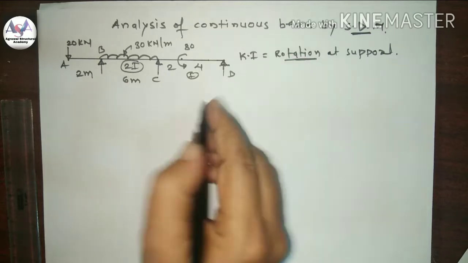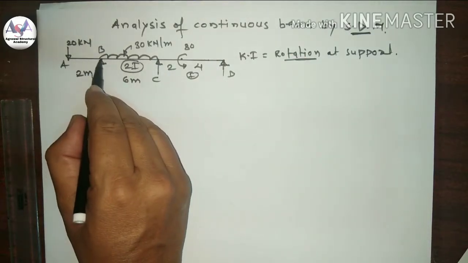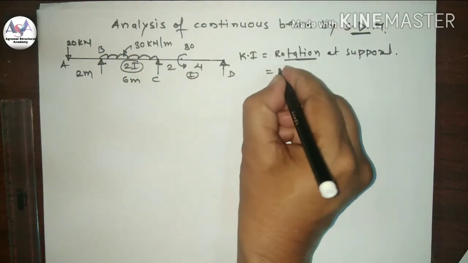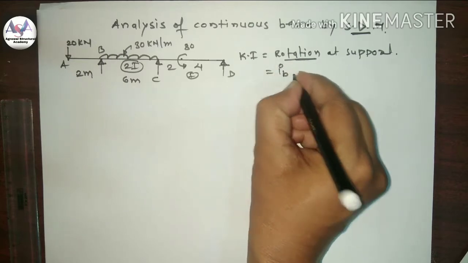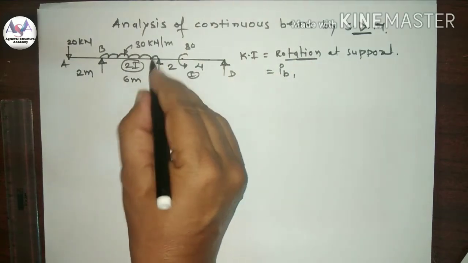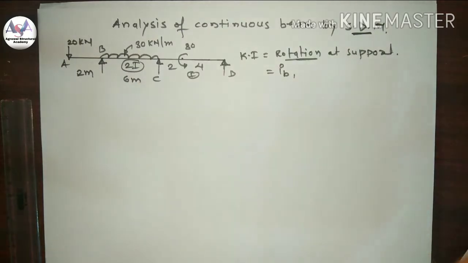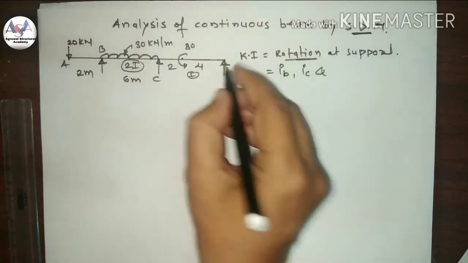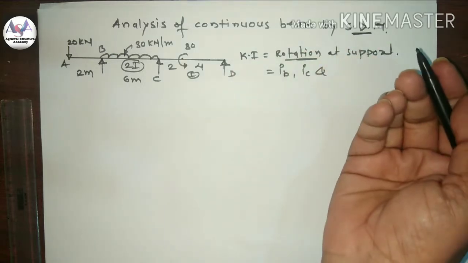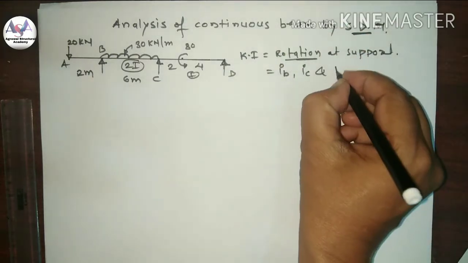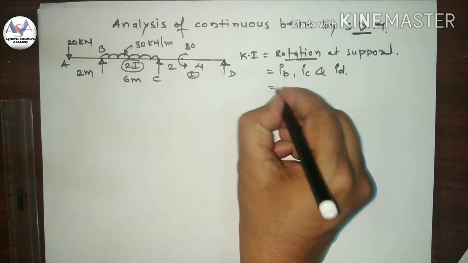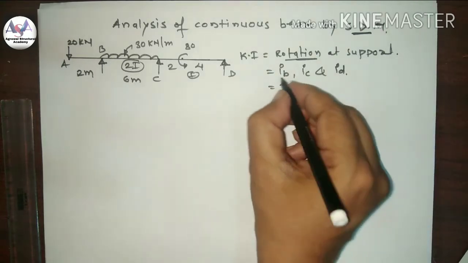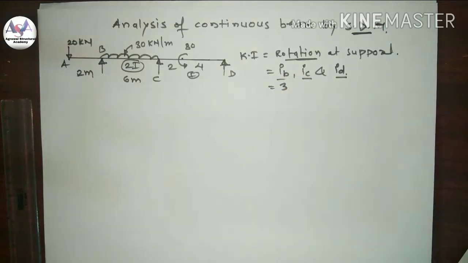Now support B is an overhang, so it has a slope, so there is a θB. Then support C is an internal support, and by default all internal supports have a slope, so that is θC. And the last support is D, because of simply supported there is always a slope, so that is θD. So here Ki is equal to 3, and that is θB, θC and θD.